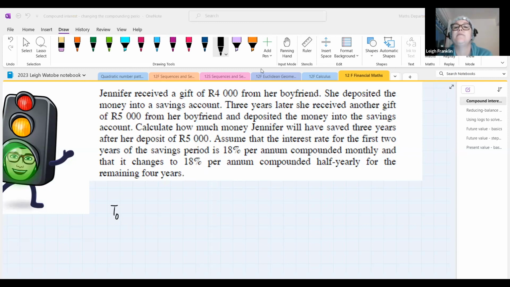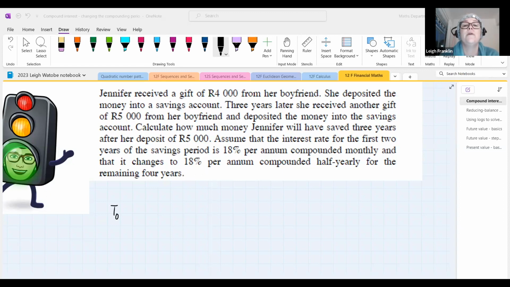Okay, Mamelo says 7. Kumo, I hope I pronounced that correctly. You say 6. Yes. Tsidiso says 6 and Tokozo says 5. Good. Yes. 6 years. 6 years. Good. It's 6 years for a couple of reasons.